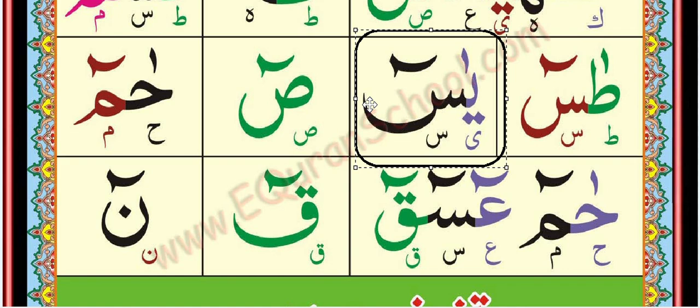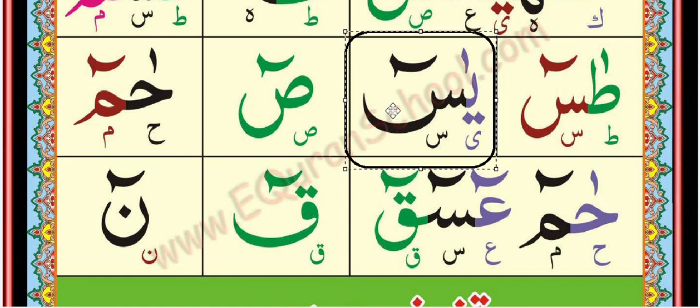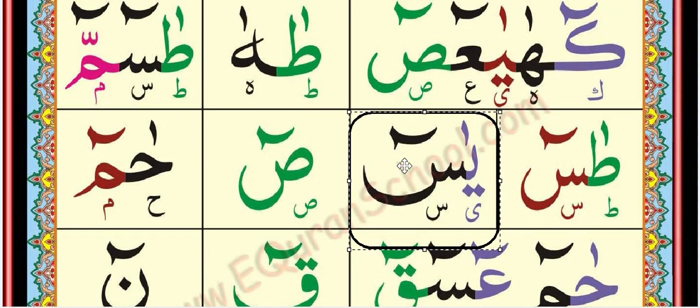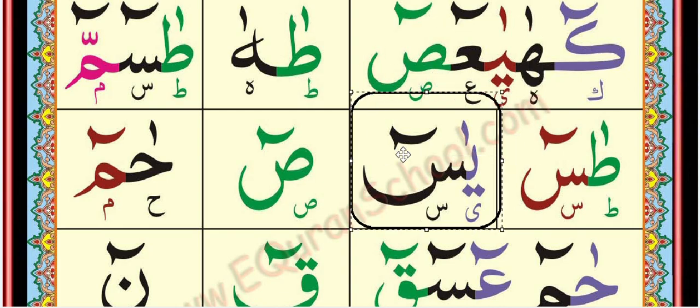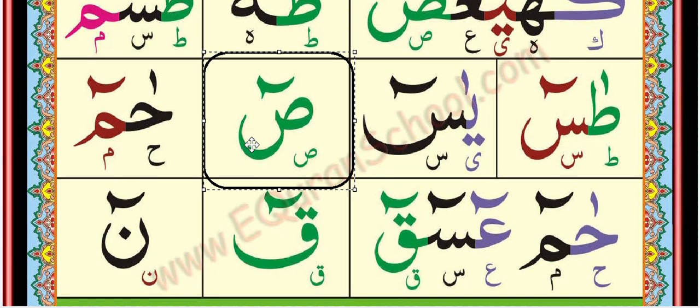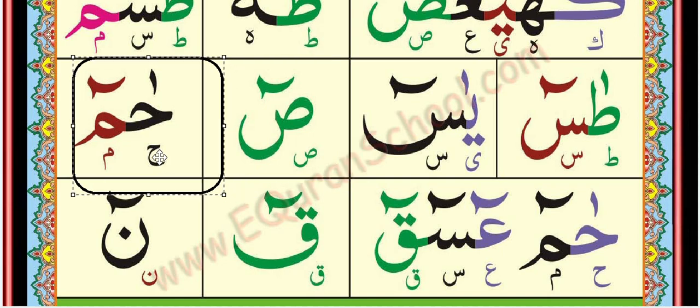Ya Sin. Right? If you open the Quran, at the beginning of some surahs you have these kinds of words, like Ya Sin wal Quranil Hakim, like Ta Sin Mim, like Kaf Ha Ya Ain Sad dhikru rabbika. So these are letters, the muqatta'at. Next is Sad. Next.